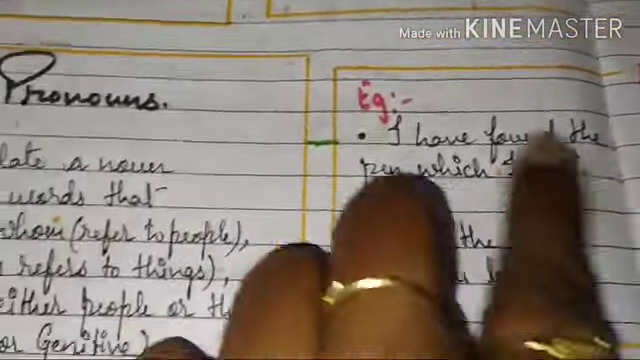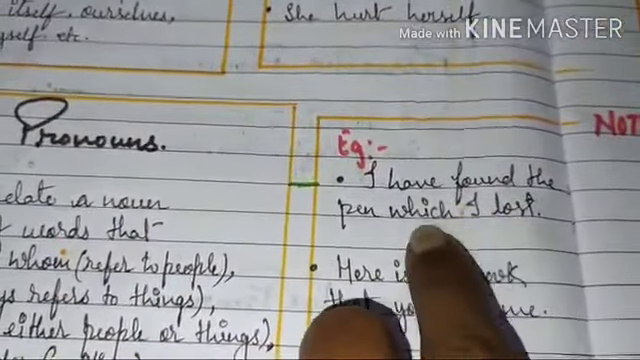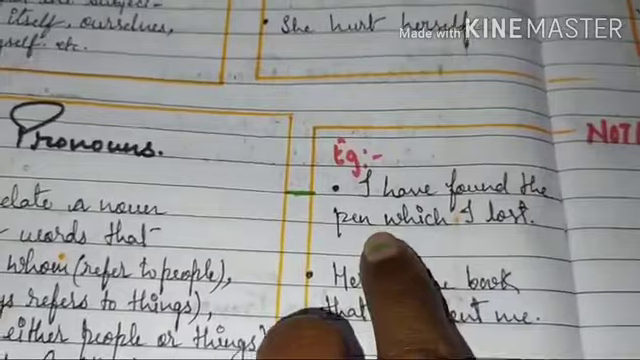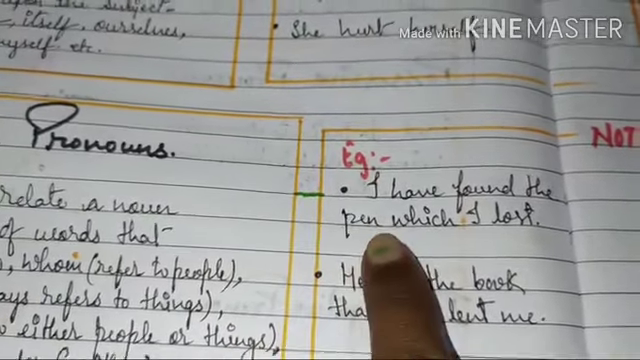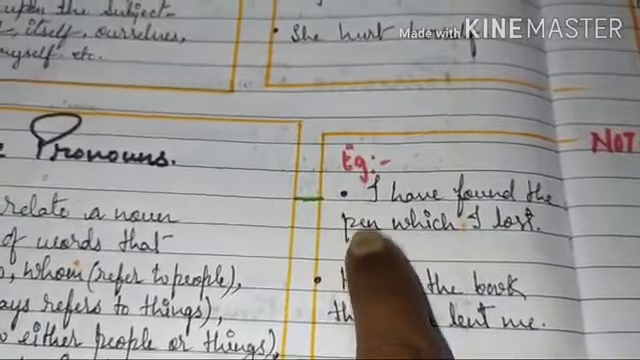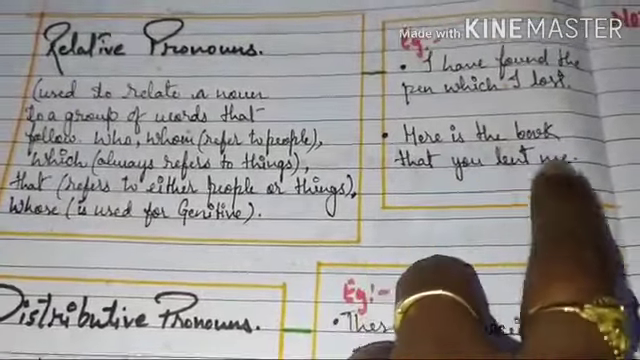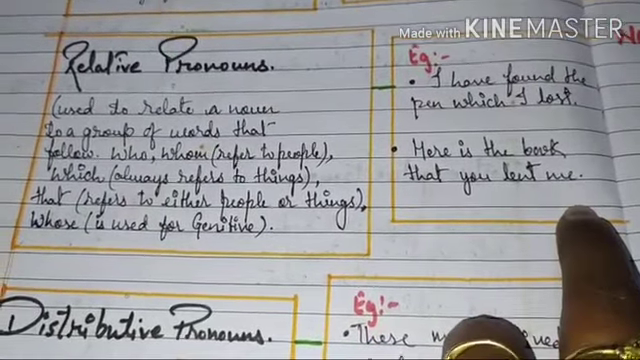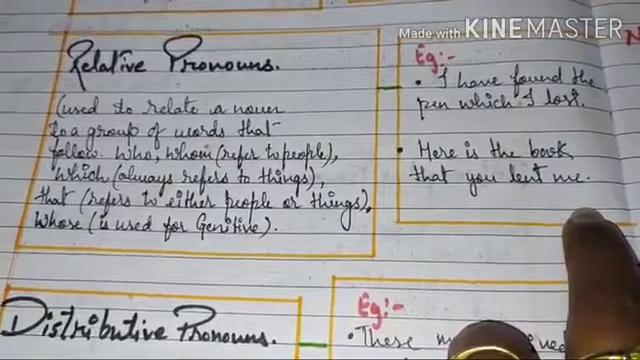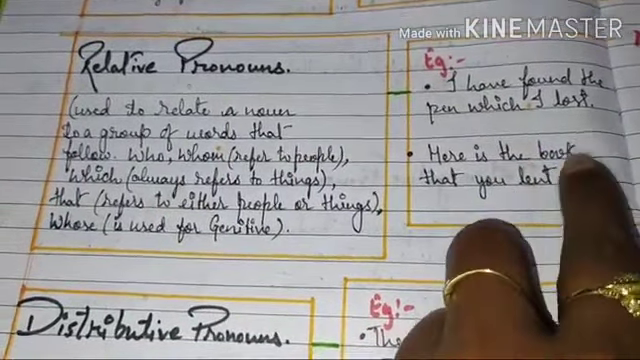Now here, see, I have found the pen which I lost. Which I lost. What? Pen. Pen क्या है? एक वस्तु है. तो यहाँ पे which is used for pen. Here is the book that you lent me. Book that you lent me. It refers to either people or things. So here it is referring to thing.